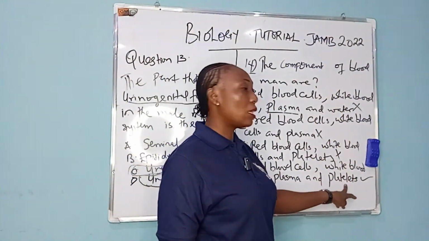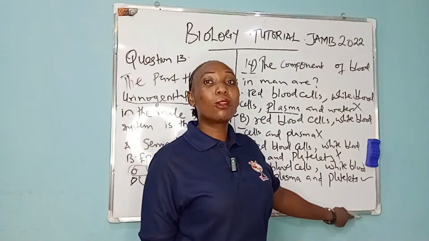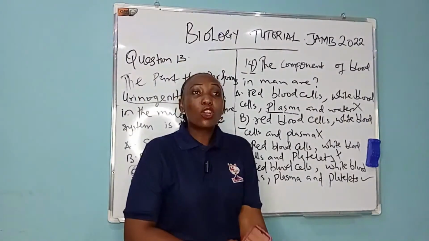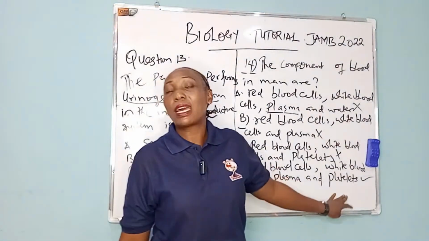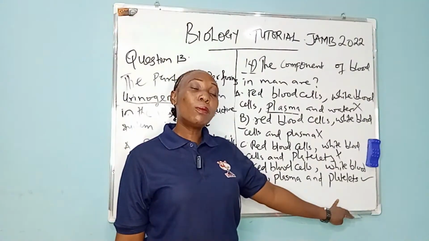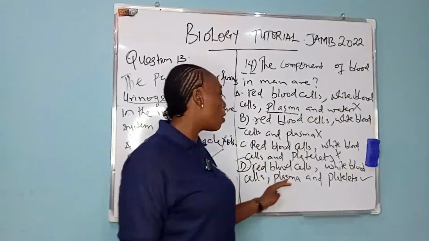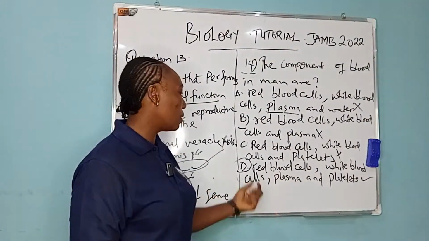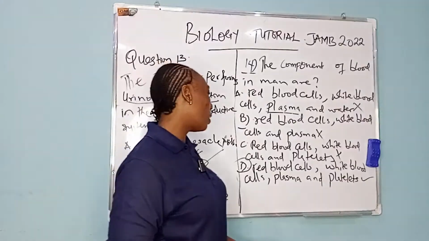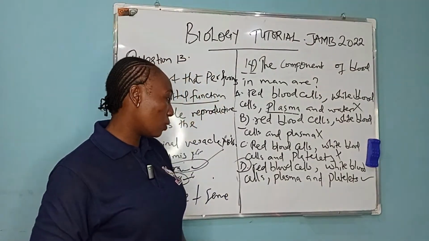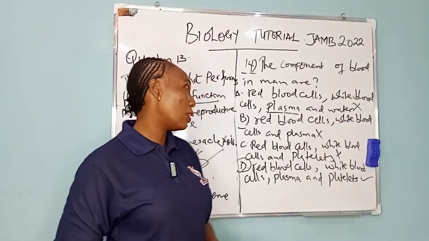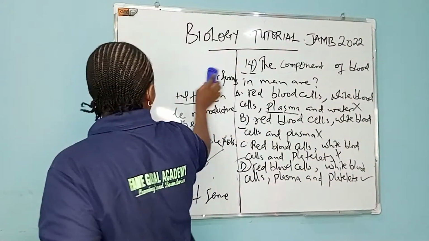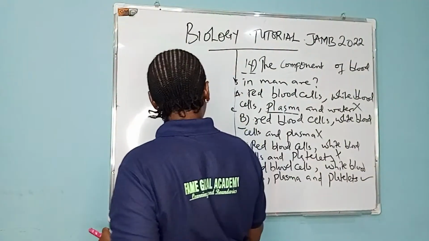So we have the platelets. The platelets here help in clotting, blood clotting. If you have an injury, what makes it heal fast to stop blood from flowing is the platelet actually that is there. So for human blood to be complete, these 4 components must be present. So the correct answer here is D, which is red blood cells, white blood cells, plasma, and platelets. So let's go to question number 15.